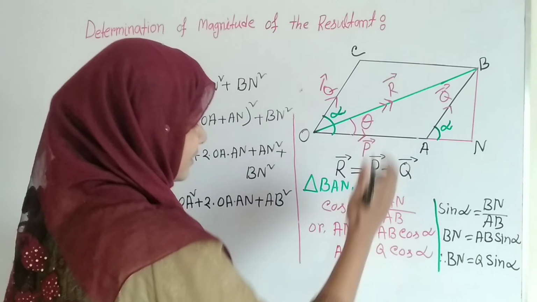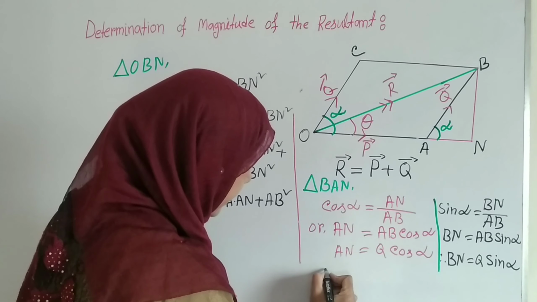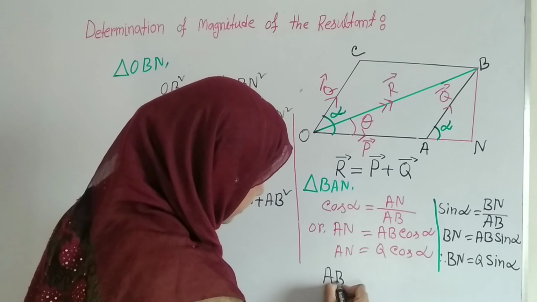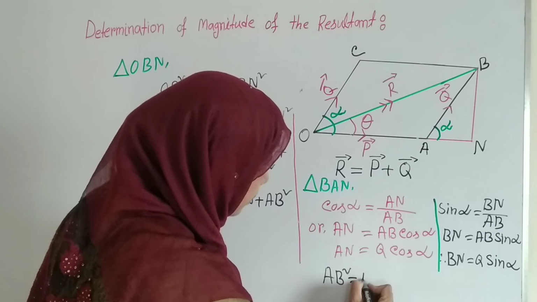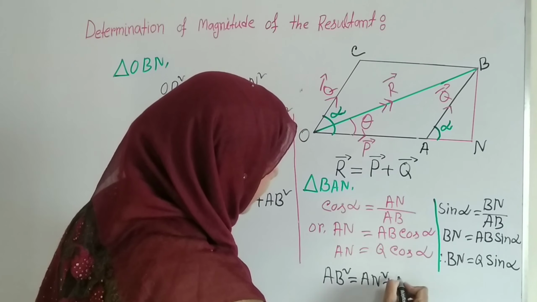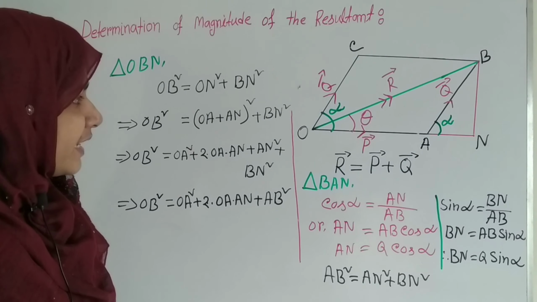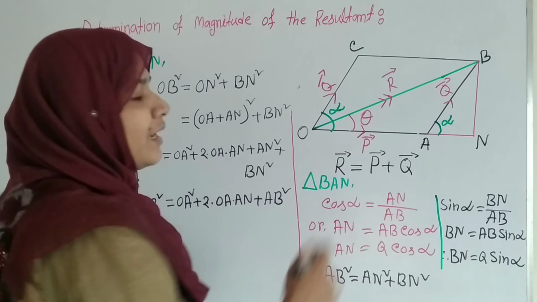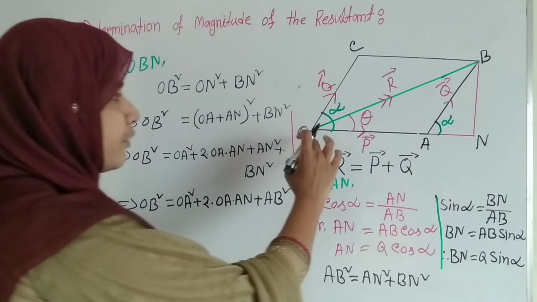In triangle OBN we can say that OB square equals AN square plus BN square. So instead of AN square and BN square we can write AB square. We can see that OB means the resultant, so instead of OB we can write R square.